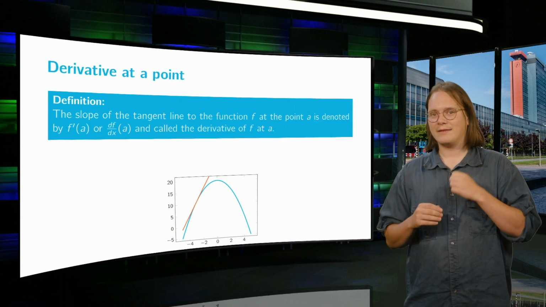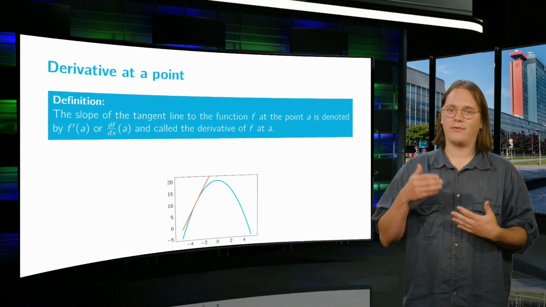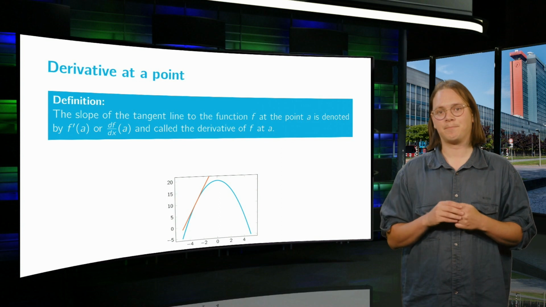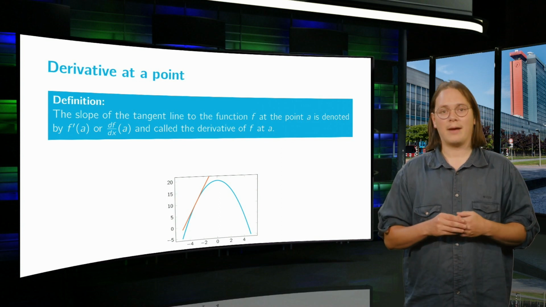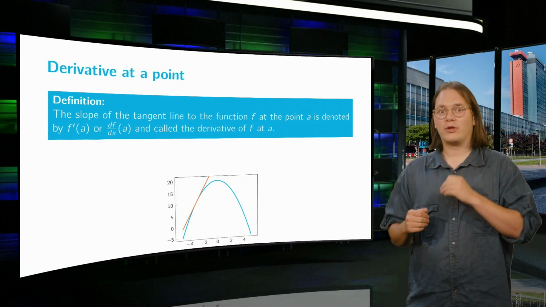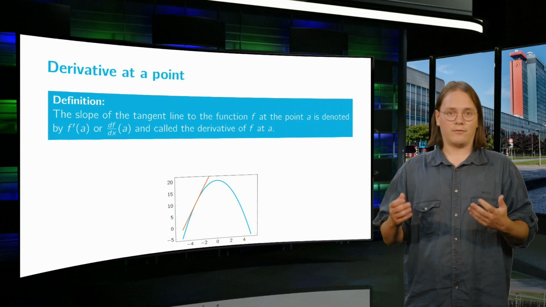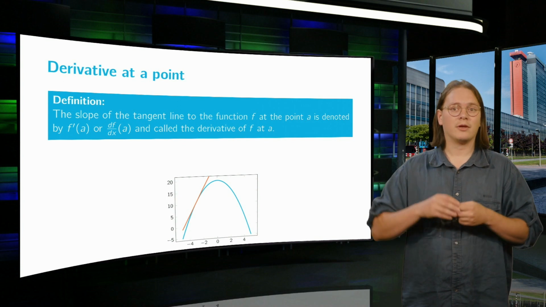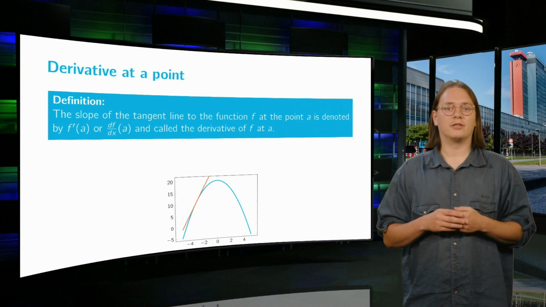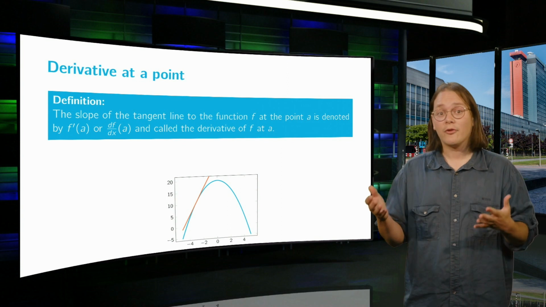We call this instantaneous rate of change the derivative of the function f at the point a, and denote it either with the prime notation seen before, or the notation df over dx at the point a. Of course, if we vary the starting point of the interval, we can also consider the derivative of a function at any other points in its domain.